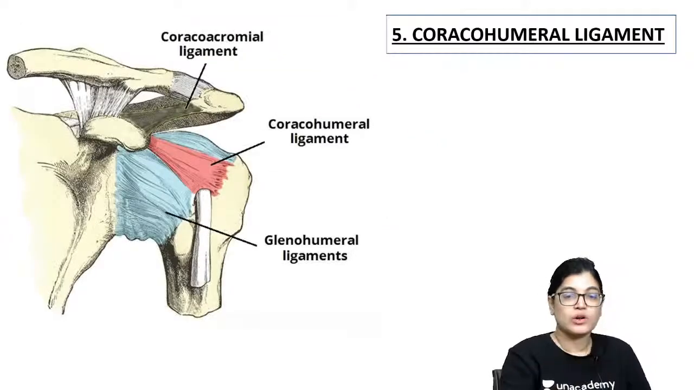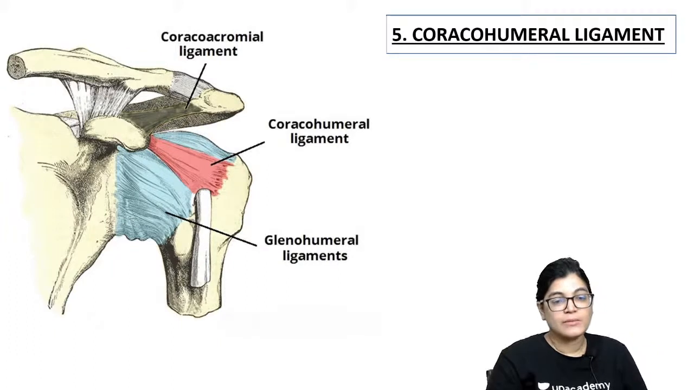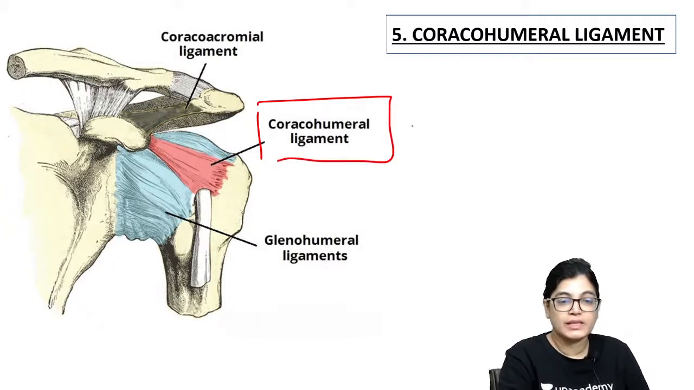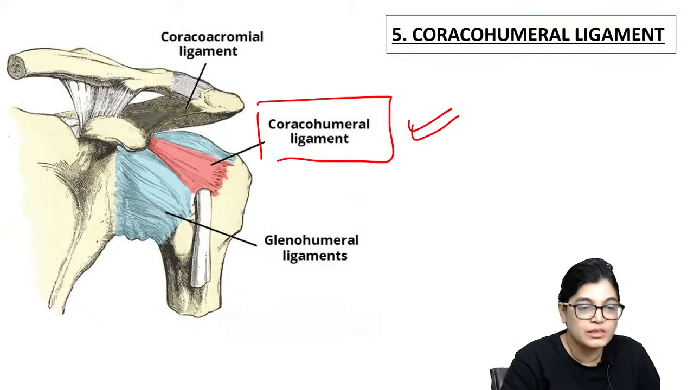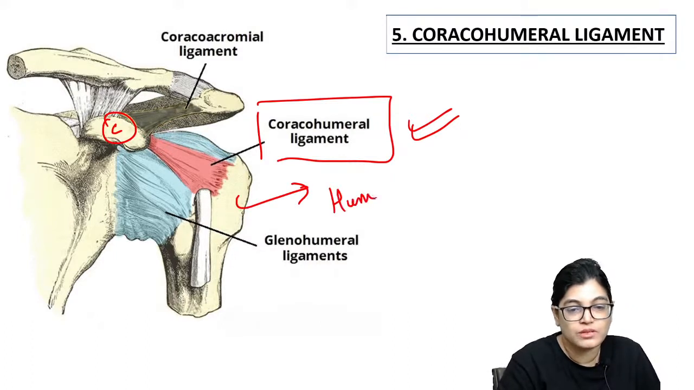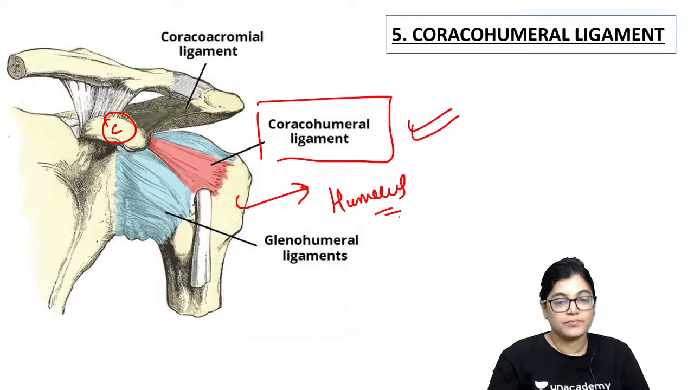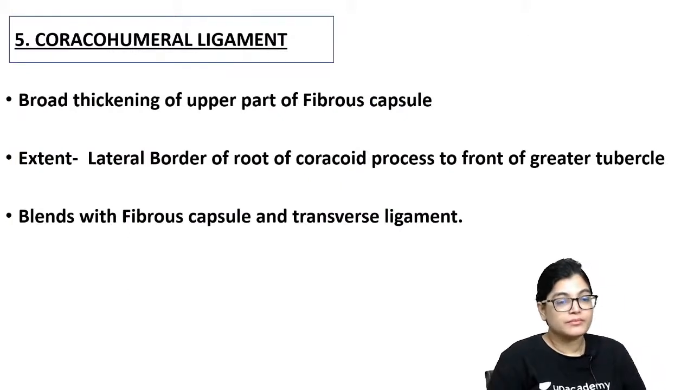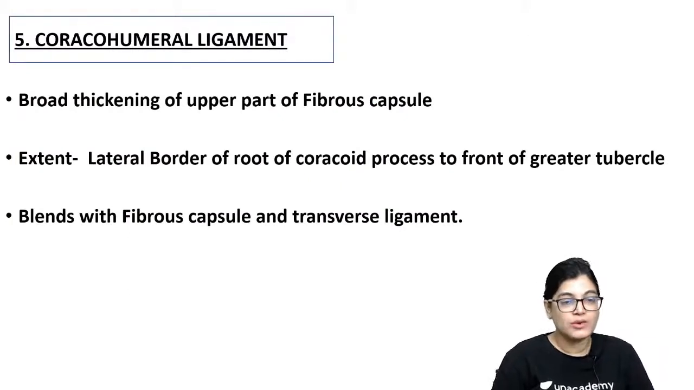Now moving to the coracohumeral ligament. The next ligament is the coracohumeral ligament, which is shown by the red or pink color in the diagram. It is again connecting the coracoid process and going towards the humerus, getting attached to the greater tubercle of the humerus. Let me tell you the details of the coracohumeral ligament.